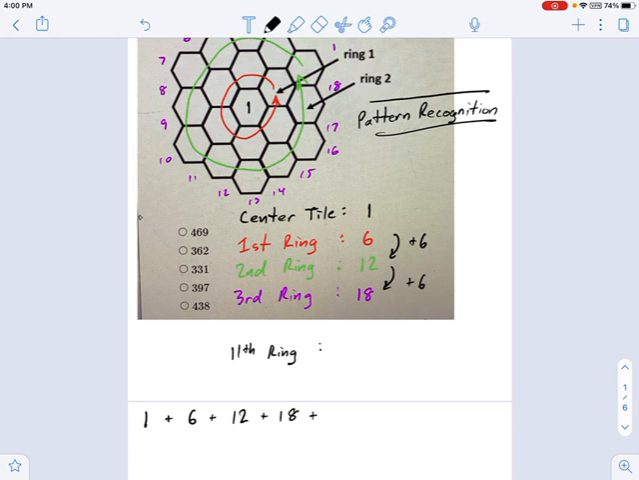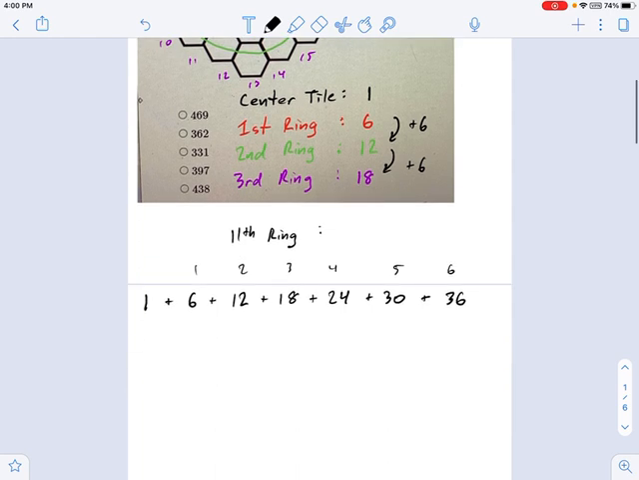Let's actually go through this. Say 18 plus 6, that's going to be 24 right there. And then plus 6, that's going to be 30. Plus 6, that's going to be 36. So let's see, 1, 2, 3, 4, 5. I'm only 6 rings out. There's more rings to go. 7, 8, 9, 10, and 11. Okay, so in the 7th ring, I have 42 tiles. In the 8th ring, I have 48. 9th ring, 54, 60 in the 10th, and 66 tiles in the 11th ring.